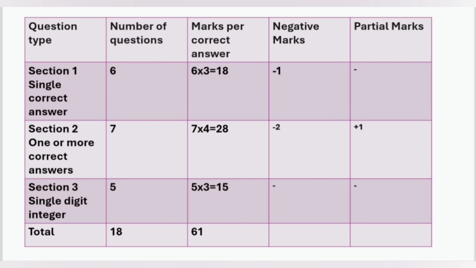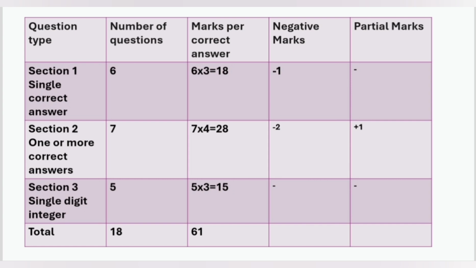So now the number of questions asked in section 1, 6. Each question carries 3 marks. Right? And 6 into 3, 18 marks. Now there will be negative marking for this. So minus 1, only one option will be correct. If you keep that correct option, you will get 3 marks. If not, minus 1.